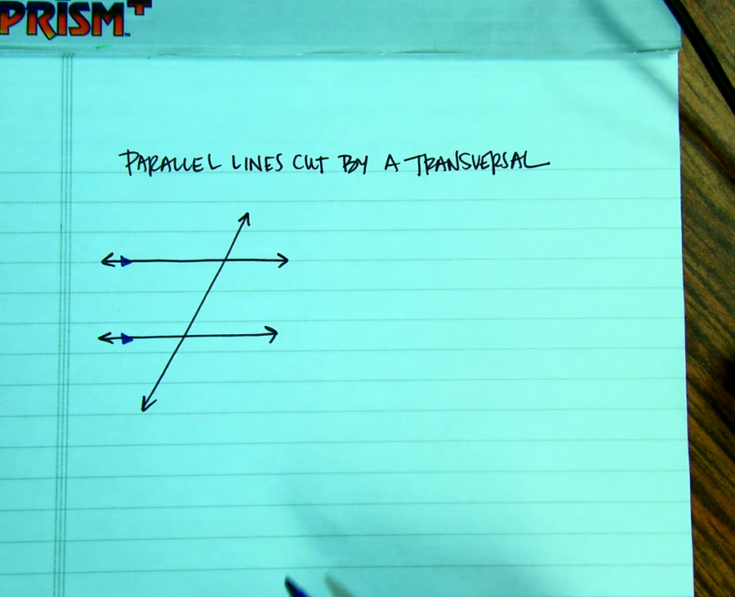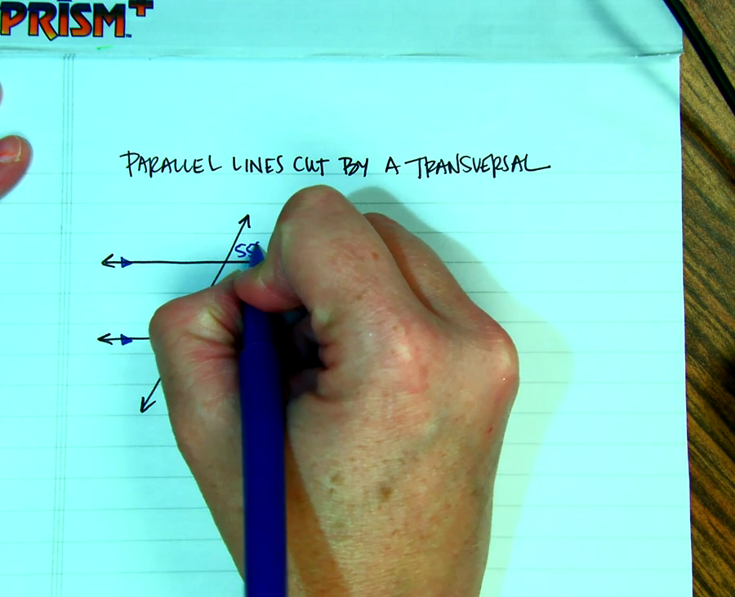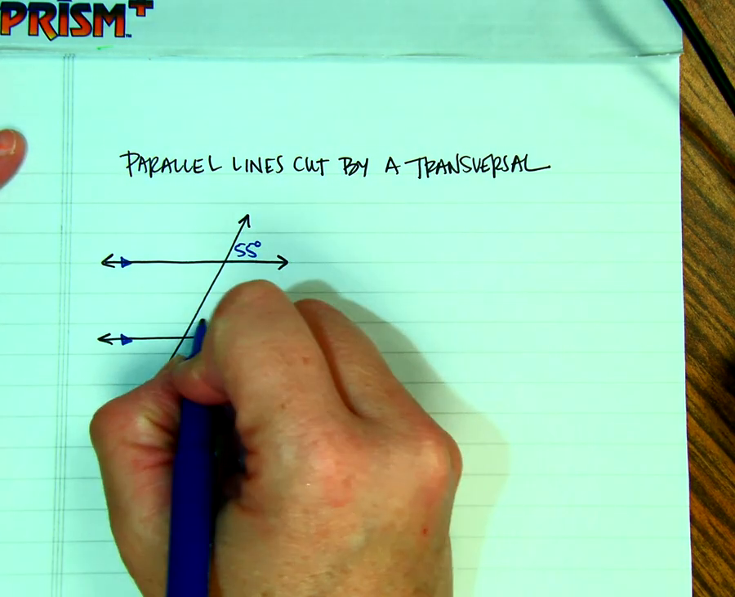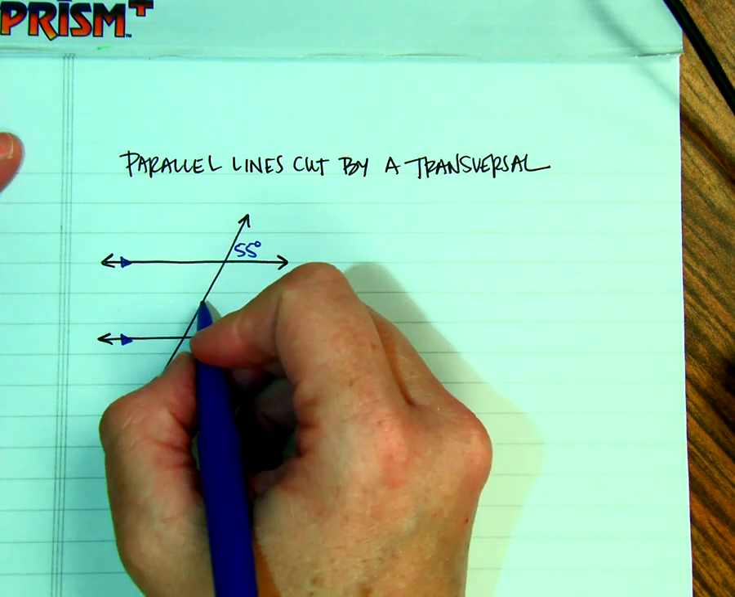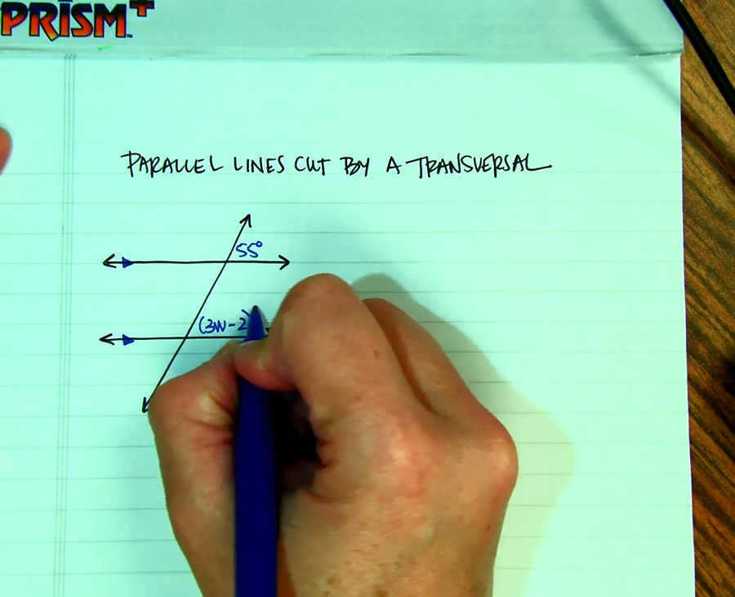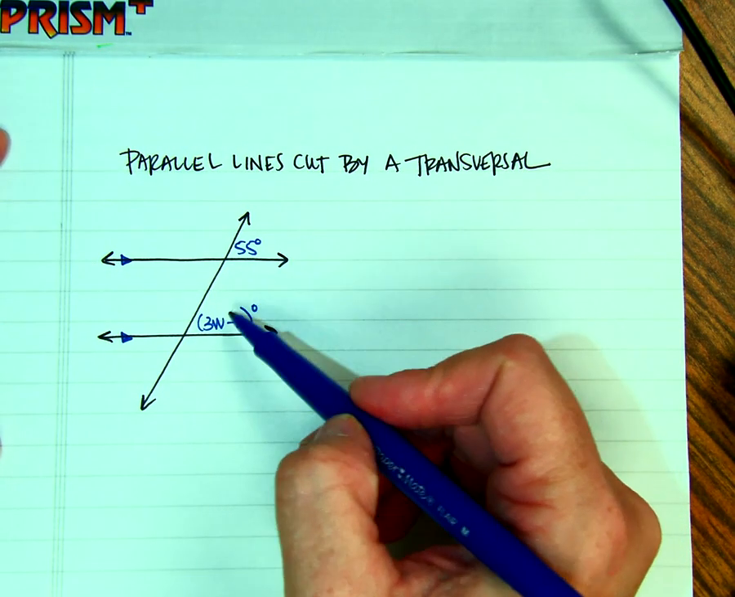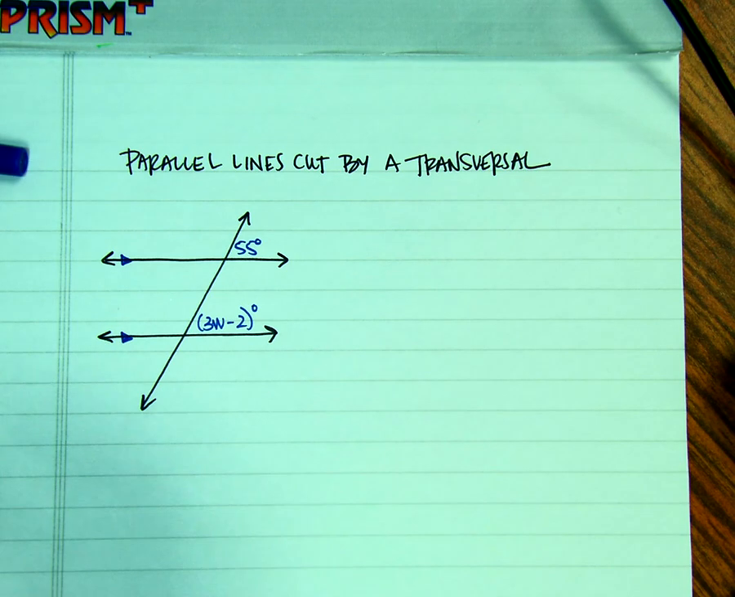So bringing in the algebra piece, if this is 55 degrees and this is 3w minus 2 degrees, you have to do a couple things. First, recognize the relationship, and then second, not just be able to name it, but to also be able to identify, are they equal to each other? Are they equal to 180? What's the measurement relationship?